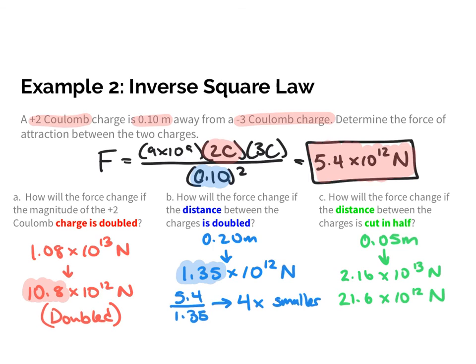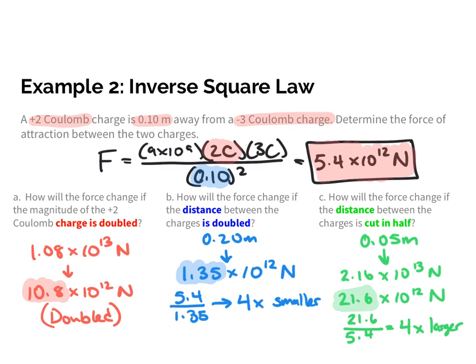Again, comparing values, that 5.4 turned into 21.6. If I wanted to compare those, I'll just do what I did before. I'll take the 21.6, which is the larger, divide it by 5.4, and what you should get is 4. The only difference is that the force got bigger, so here it's 4 times larger when we cut that distance in half. So this is what's known as the inverse square law, that as the distance gets bigger, the force is going to decrease by a square value.